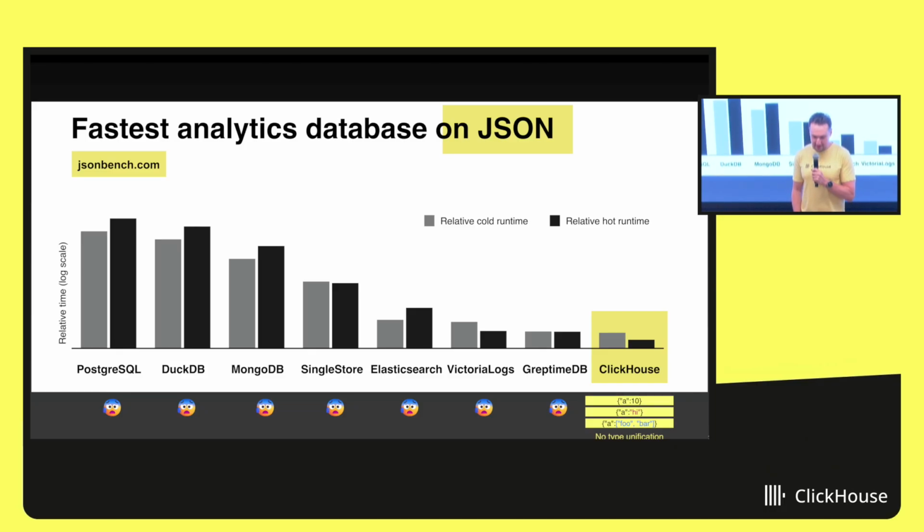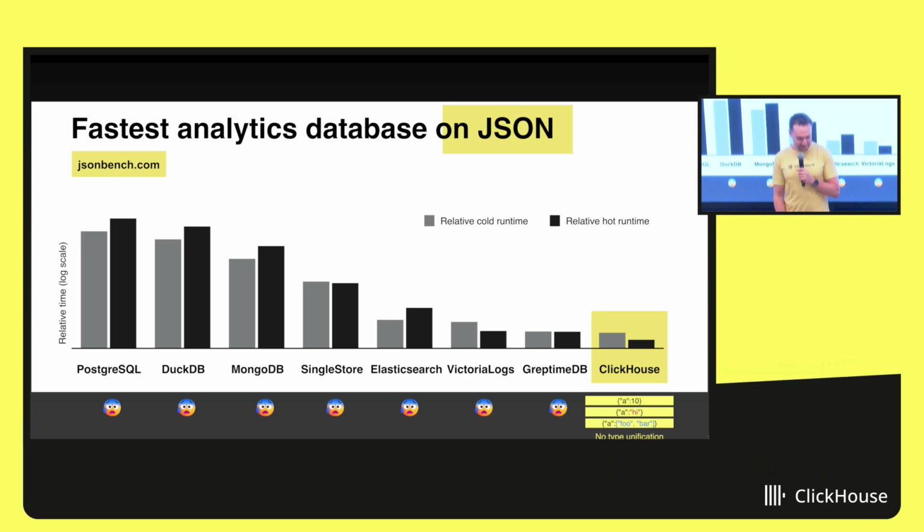And by the way, ClickHouse is the only system that does not do type unification for different data types. It does not have to convert data types to a common data type. It does not even assume that a common data type exists. It will store information about the original data types. So it is not only the fastest analytics database for JSON, it is also the most accurate. It can reconstruct the original data without any information loss.